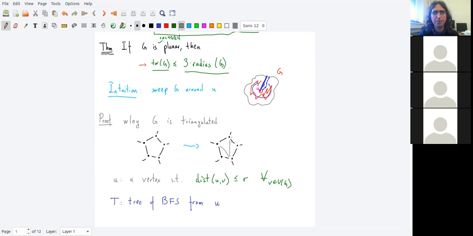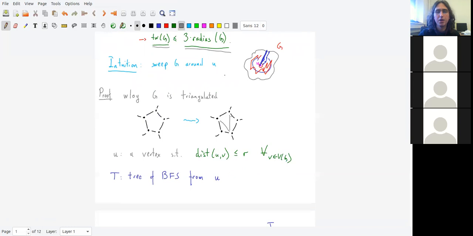This can be done because adding new edges to the graph can only increase the tree width and decrease the radius. So the left-hand side can only go up and the right-hand side can only go down, so the inequality becomes only sharper. Good, so now the graph is triangulated.